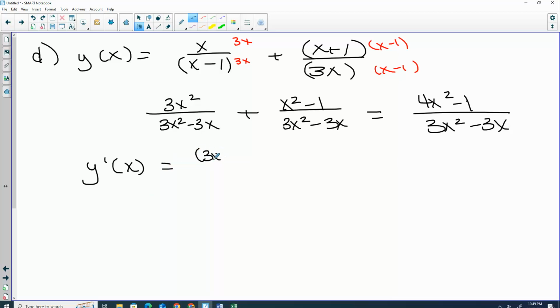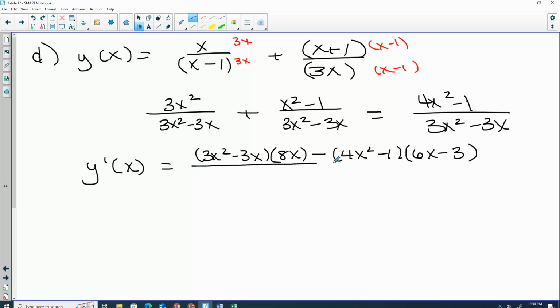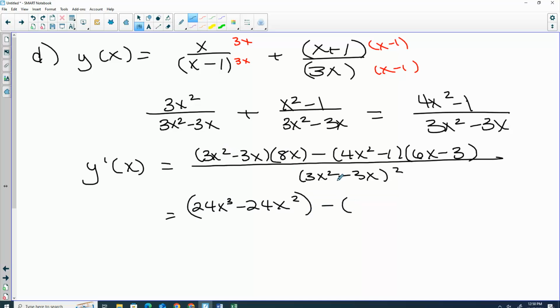So low, D high. What's the derivative at the top? 8x minus 0, 8x. Minus high, D low. Derivative at the bottom? 6x minus 3. Over low squared. So we multiply the first two, then we FOIL with these.